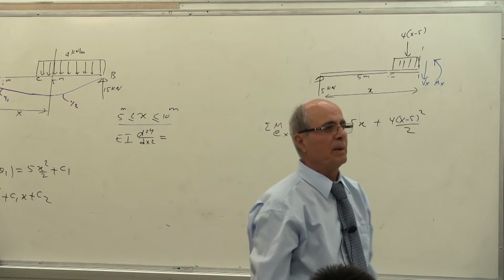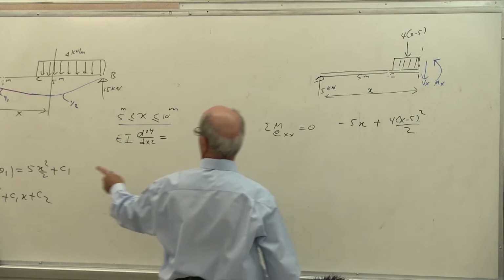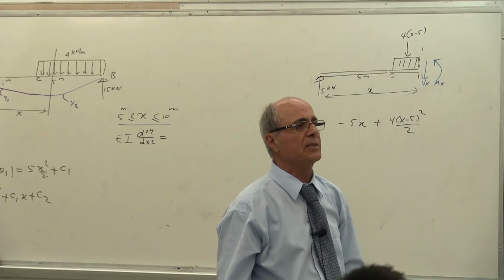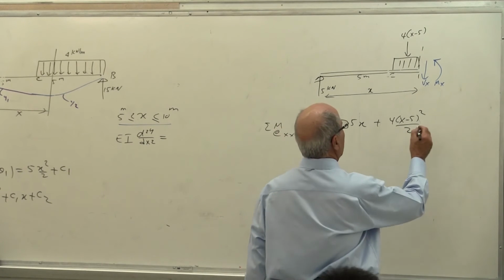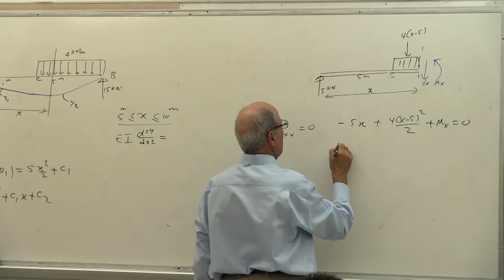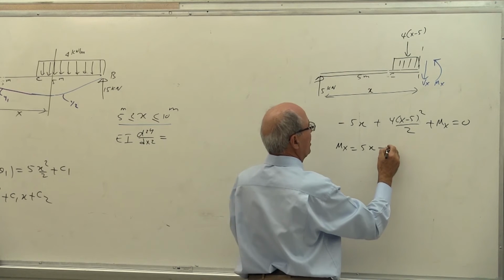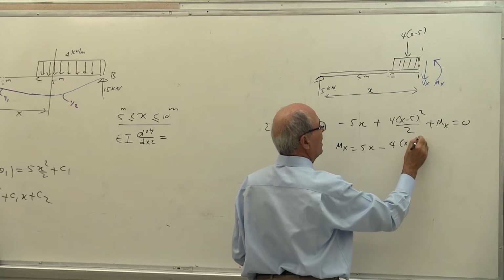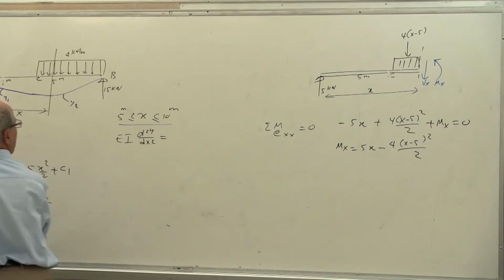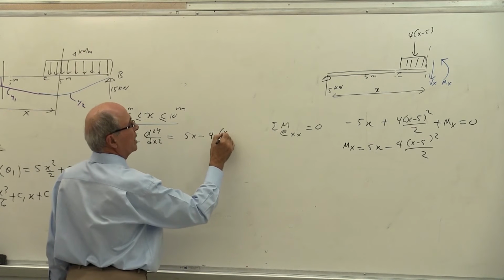So it becomes the same format, except instead of being x squared over 2, it becomes x minus 5. This is the same format, except x becomes x minus 5. Is that correct or not? Yes? Divided by 2 plus what? Plus mx, because this is plus, equal to 0, or mx equal to 5x minus 4 times x minus 5 to the power of 2 over 2. Now, I'm going to put that one here. 5x minus 4 times x minus 5.